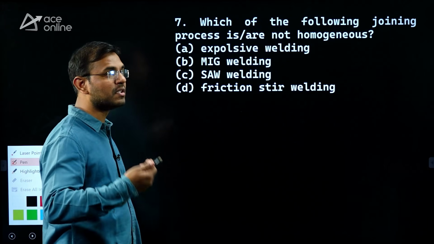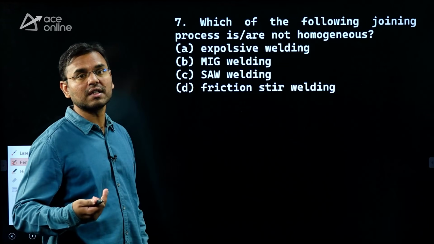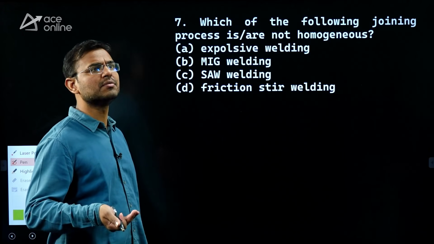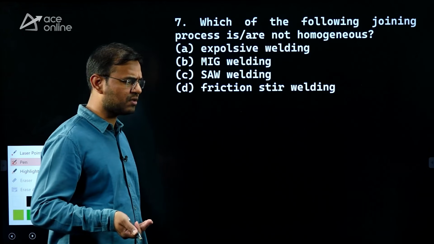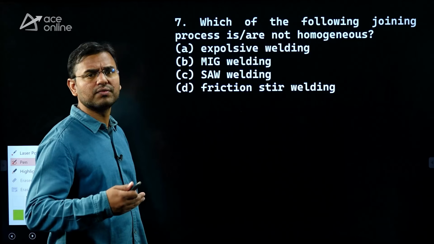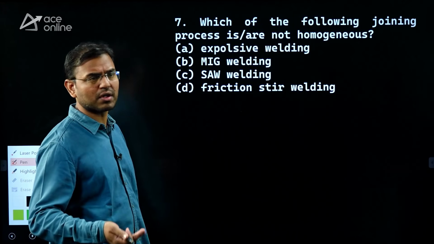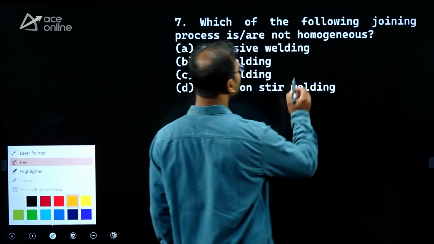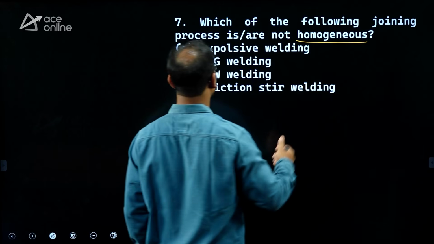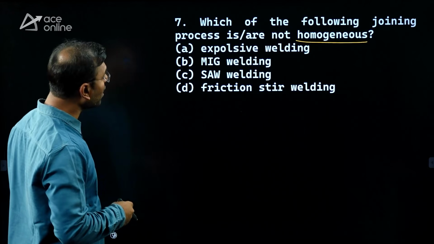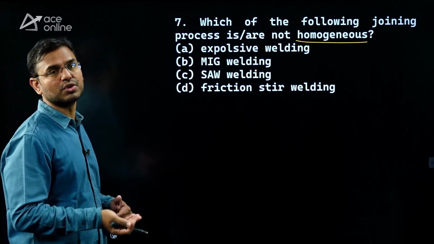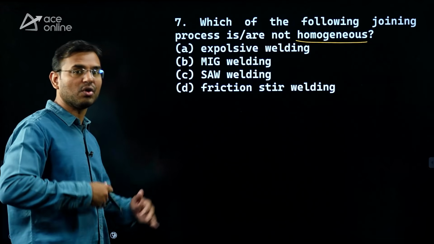There are 2 methods: one is homogeneous and the second is autogeneous. What is meant by autogeneous? Autogeneous means no need to use the filler rod. But in homogeneous, we are using the filler rod here. Then guys, not homogeneous means it is autogeneous.